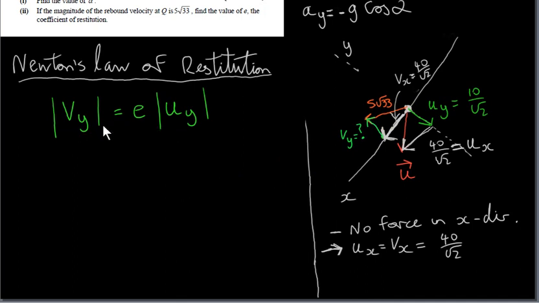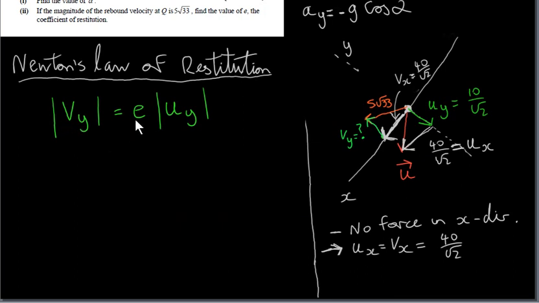What I just said is reflected in this very famous result, experimentally shown to be true. It's called Newton's law of restitution. And it says that the magnitude of Vy equals some constant E times the magnitude of Uy. E is a number between 0 and 1, as you would expect. If we want the magnitude of Vy to be less than the magnitude of Uy, then we have to multiply Uy by some number between 0 and 1. This number E is called a coefficient of restitution.